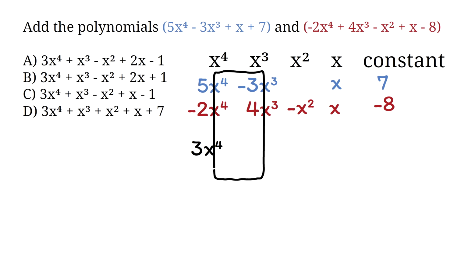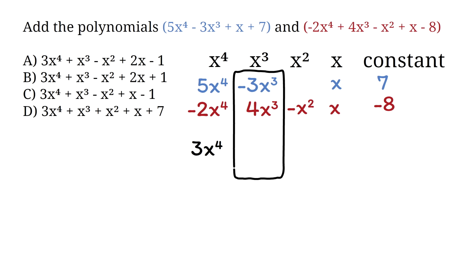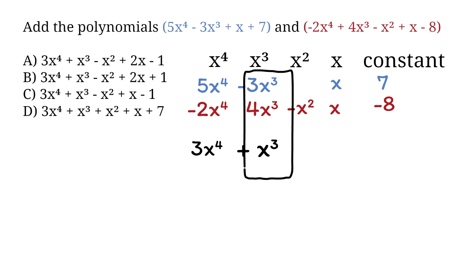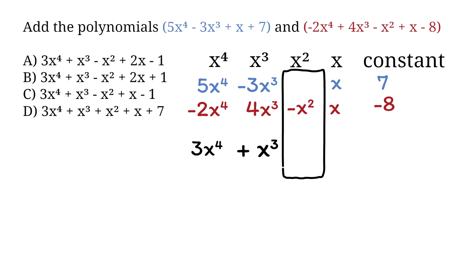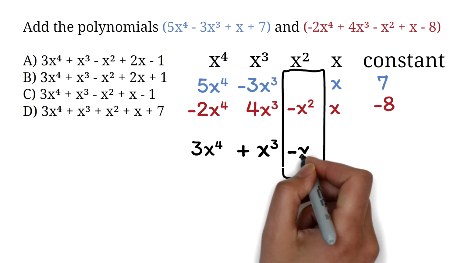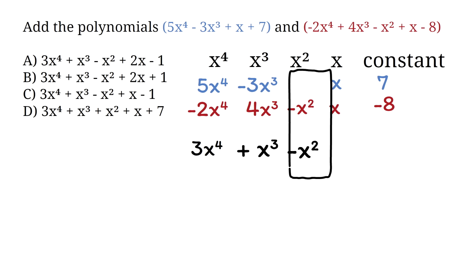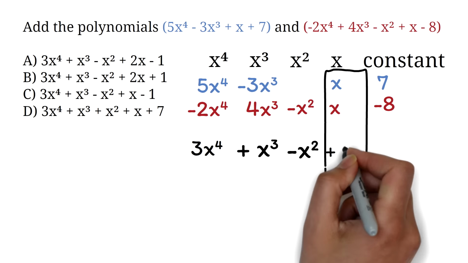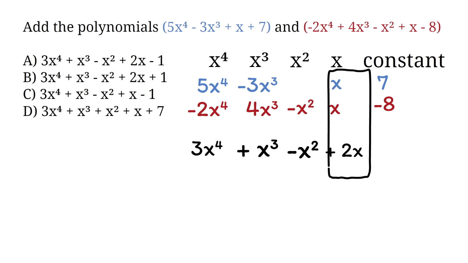Next, we work on the x cubed term. Negative 3x cubed plus 4x cubed. This will give us 1x cubed, which is the same as x cubed. We work on the x squared term. There's only negative x squared. Nothing to add it to, so we have negative x squared. We work on the x terms. X is the same as 1x, so 1x plus 1x will be 2x.